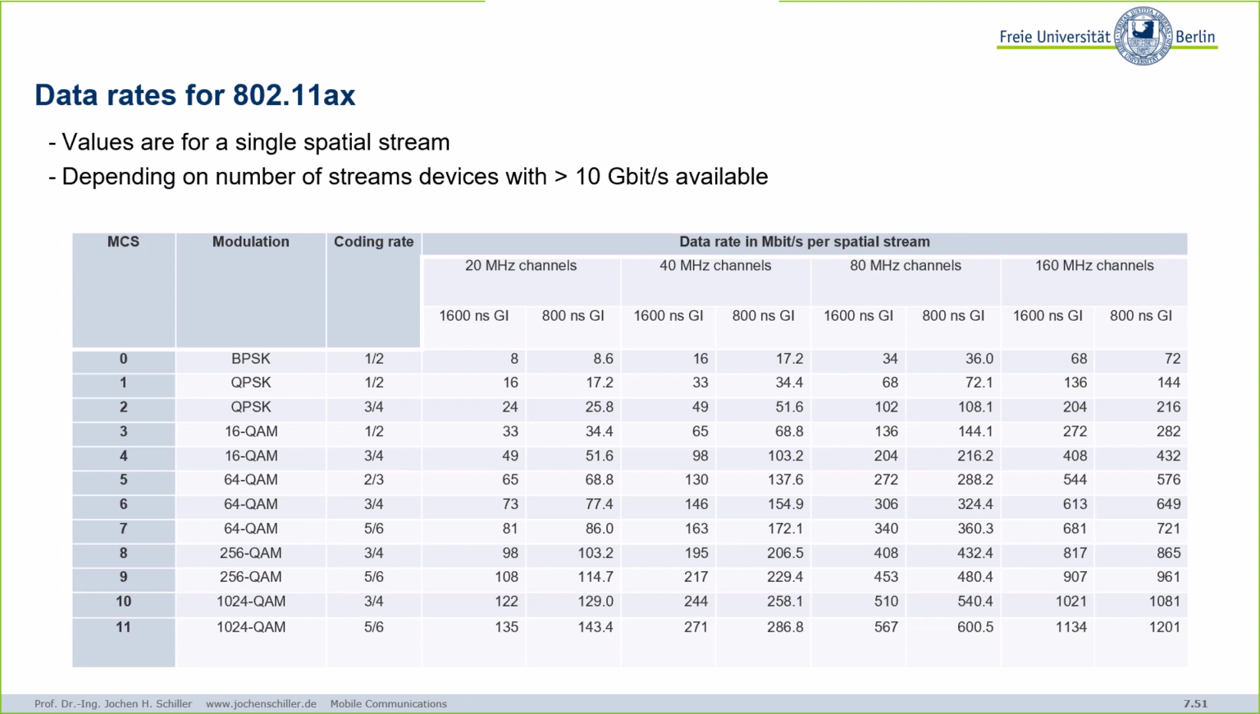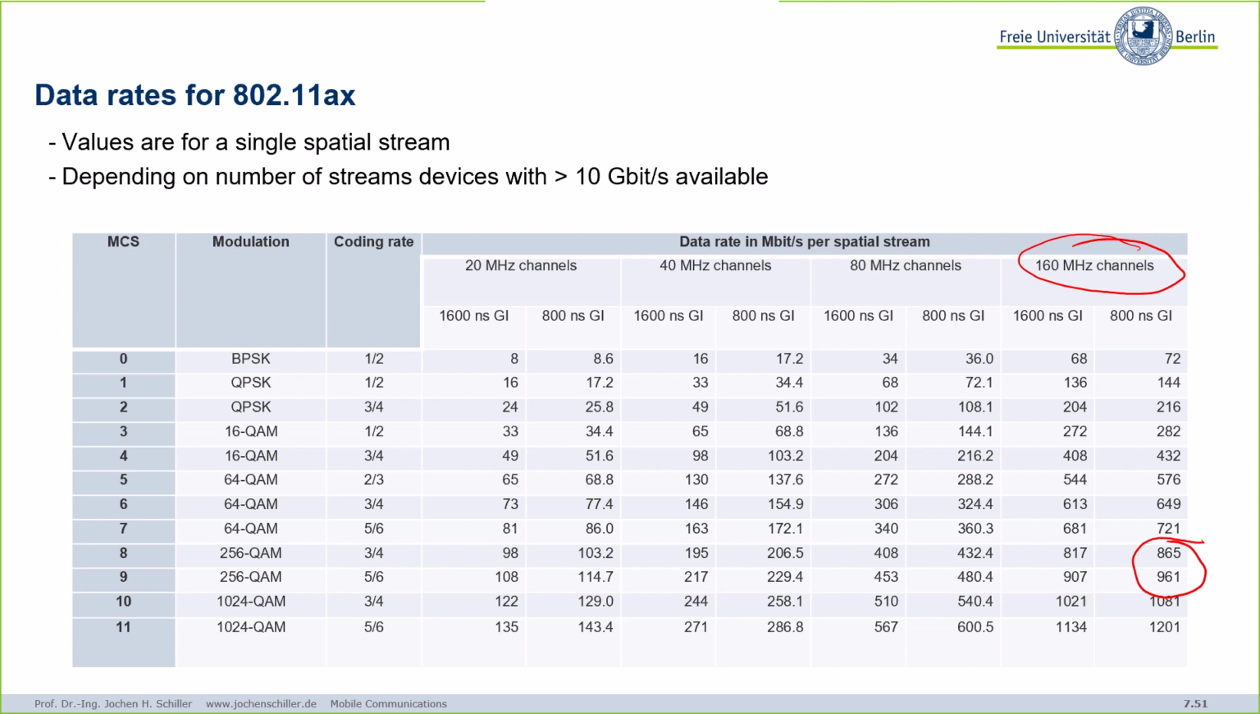But still, check the data rates here. So still, you come close to a gigabit per second per spatial stream, and then it depends on the device what you support. But only if you have these large channels, 160 megahertz. So this is why they go to the 6 gigahertz carriers, because otherwise you do not have 160 megahertz.